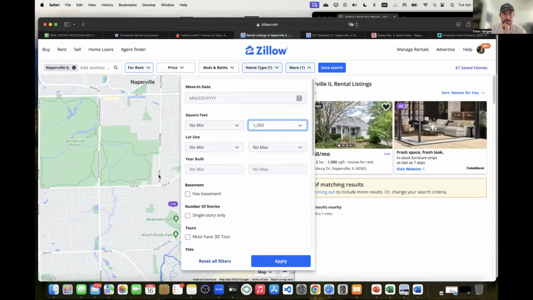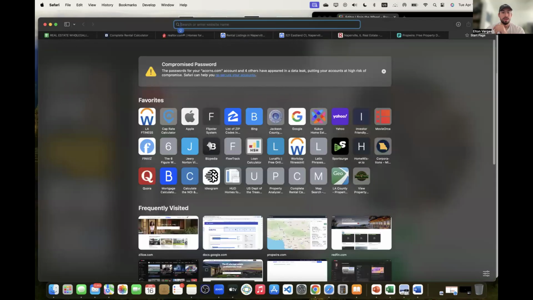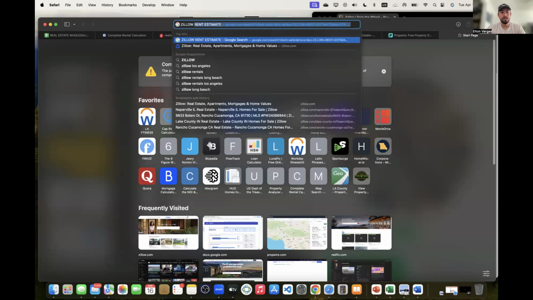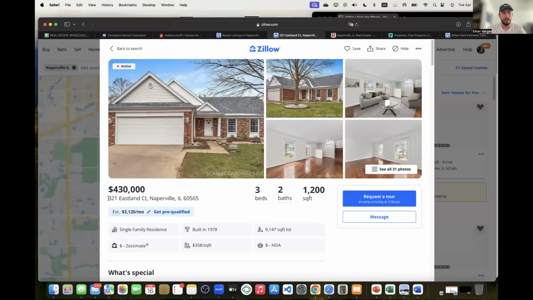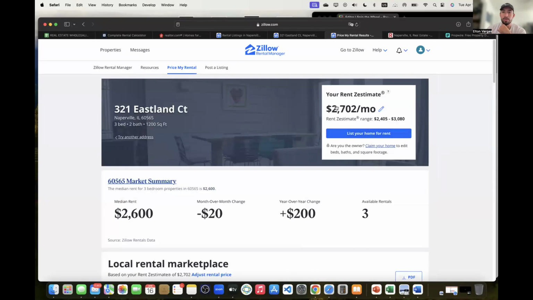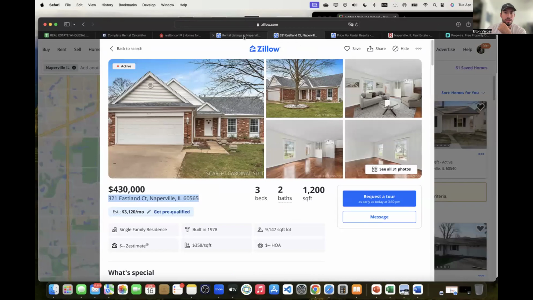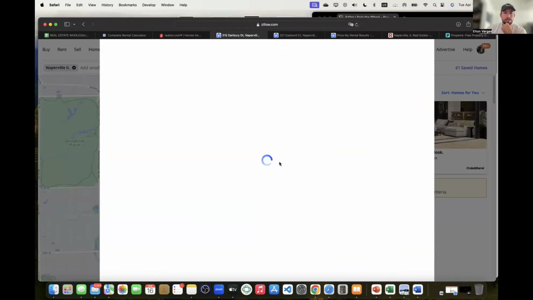1,200, 1,250, that's fine. So it looks like I have one property renting out for $2,450. All right, cool. Another thing that I can do, to double check, is head over to Zillow rent estimate. I copy the address. Zillow rent estimate is going to give me a range, but it's going to give me a big bold number on the right side. It looks like I could rent this property for $2,702. And there's this other property renting out for $2,500, basically.